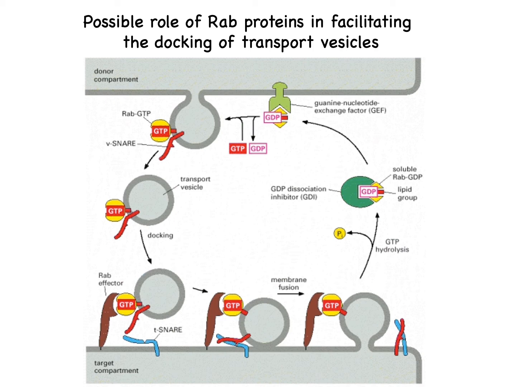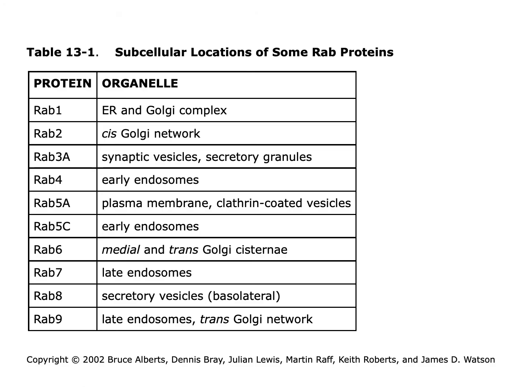The Rab then interacts with a receptor, bringing the vesicle in close. The SNAREs interact, and then the two membranes can fuse together, incorporating the vesicle membrane into the target compartment and releasing the contents of that vesicle into the lumen of the target compartment. Now, there are a number of different Rabs that are associated with different types of vesicles, and this is a list of them just to give you an idea that there are many different ones that direct proteins to different locations.